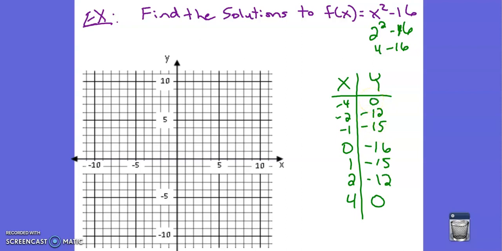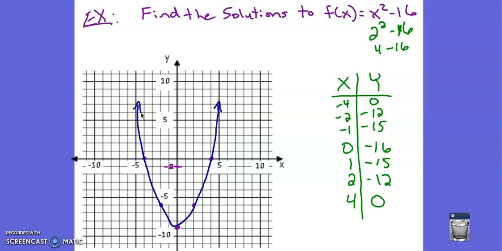If I started graphing this, let's say we're counting by 2's on the y line and 1's on the x line. So 4, 0 would be here, negative 4, 0 would be there. Negative 2, negative 12 and 2, negative 12 would be here, and 0, negative 16 would be here. Then you would just make that parabola, and it would look like that.